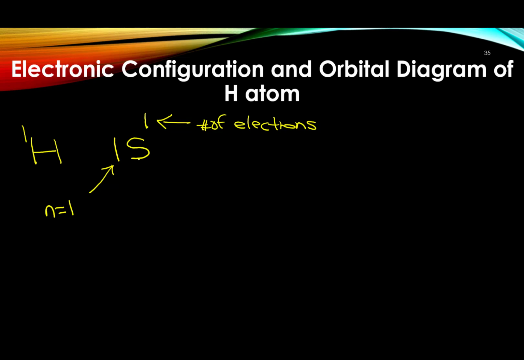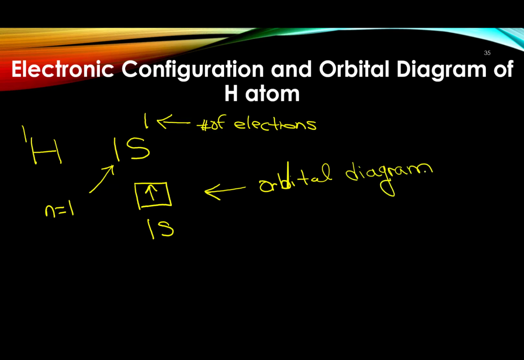Now how do we do the orbitals? Remember, we use boxes. This is the box for 1s orbitals, and how many electrons do we have in 1s for hydrogen atom? Only 1 electron. Then this will be the orbital diagram. The top one is the electronic configuration, and the bottom one is the orbital diagram. This is the simplest one.